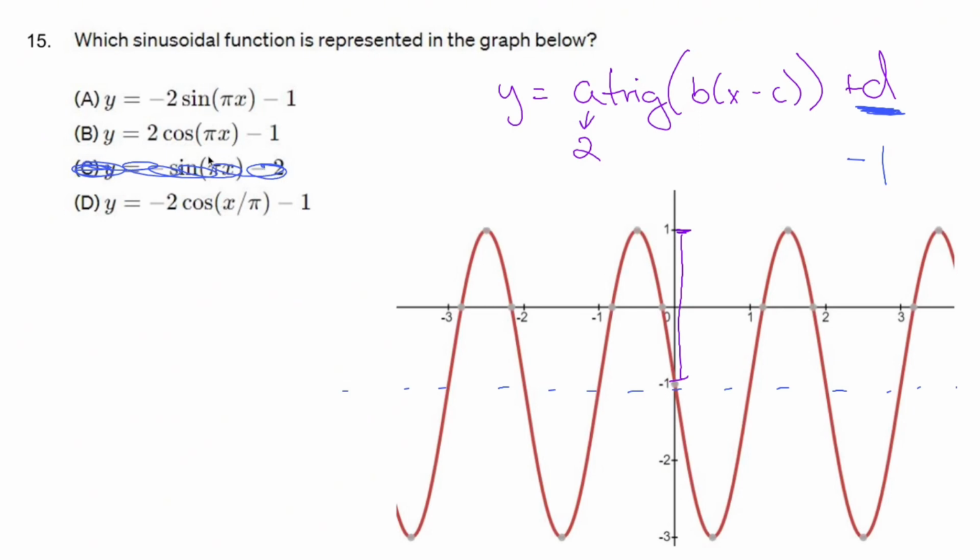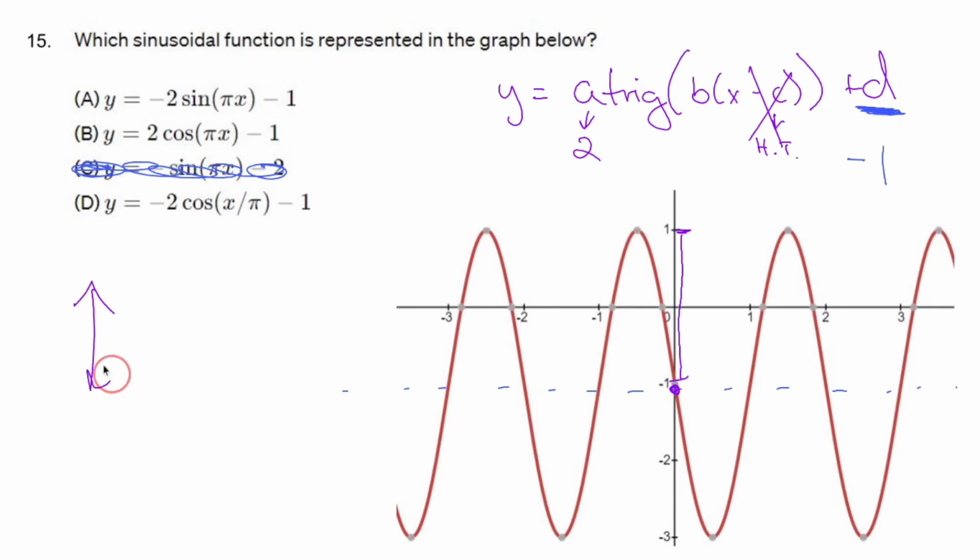Now, before I cross a and b out, here's the thing. In any of these situations, I have no horizontal translation. This guy represents a shift to the left or to the right. I don't have that in any of my options, so I'm not going to worry about c. So basically what's happening here is I'm starting right there and working my way down.